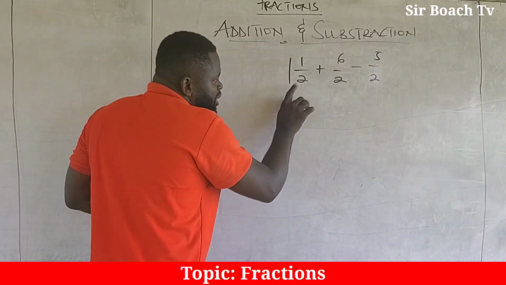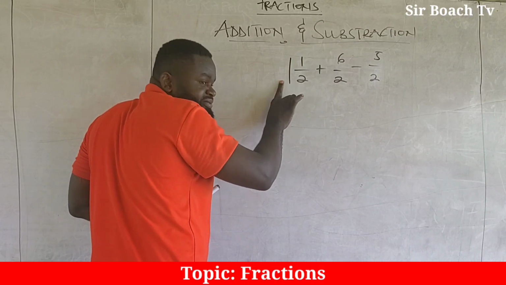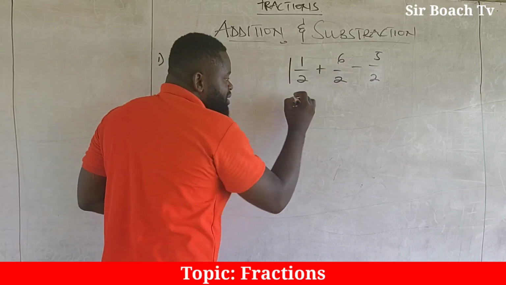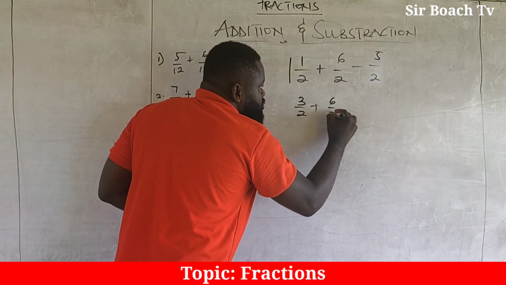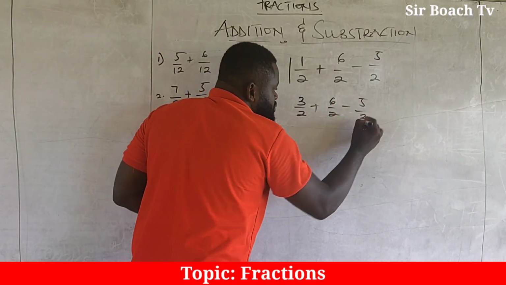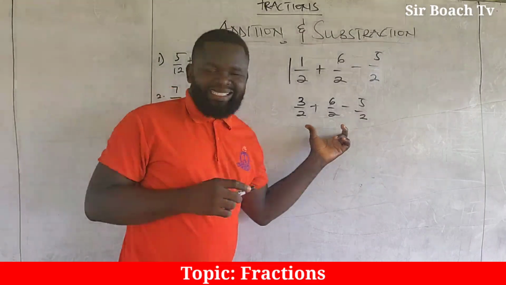So how do we do it? I said we multiply this by this. So 2 times 1 gives me what? 2. Plus 1 gives you 3. So we are getting 3 over 2 for the mixed fraction. Plus 6 over 2 minus 5 over 2. Now we are getting this.